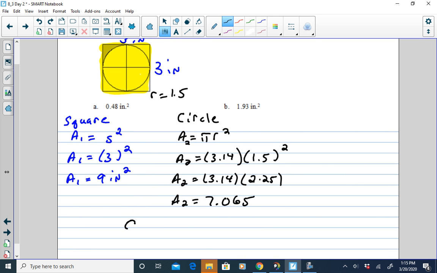Now the next thing we want to do is subtract area 1 and area 2. So I'm going to take 9 and subtract the 7.065. And watch what happens when we do that. When we subtract 9 and 7.065, that's going to be, oops.